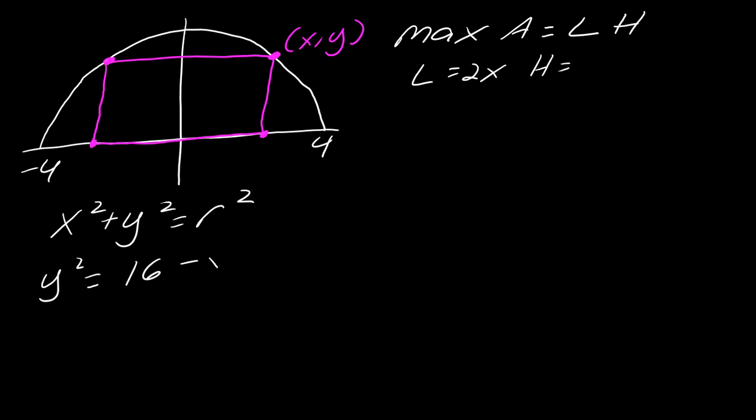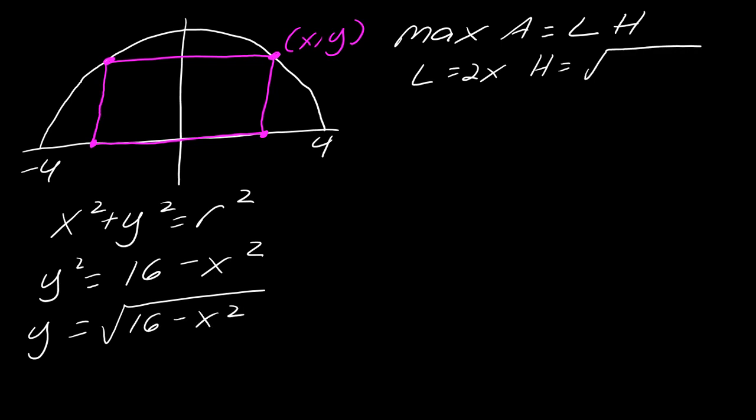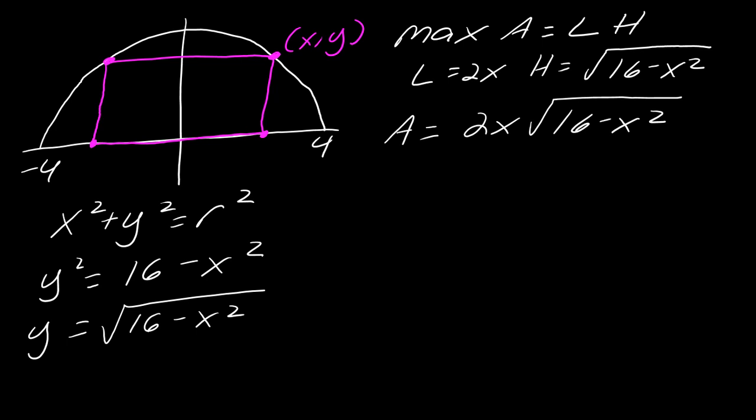So this will be 16 minus x squared. So for a semicircle, this will just be the square root of 16 minus x squared. So this will be my height. Okay, so then I have the equation for area is 2x times the square root of 16 minus x squared. So I just need to take the derivative of this guy.